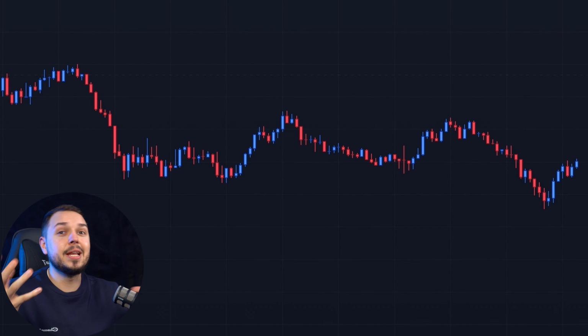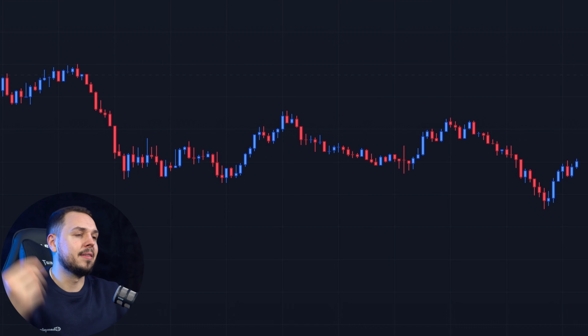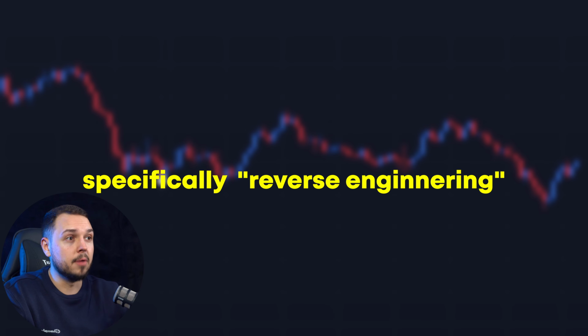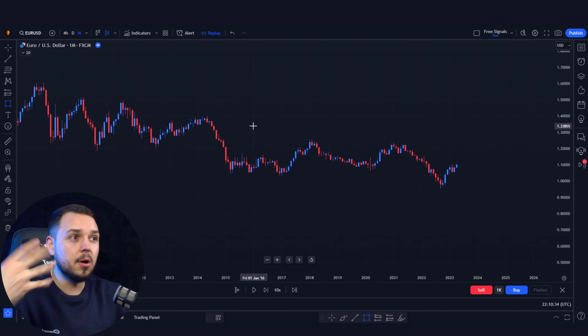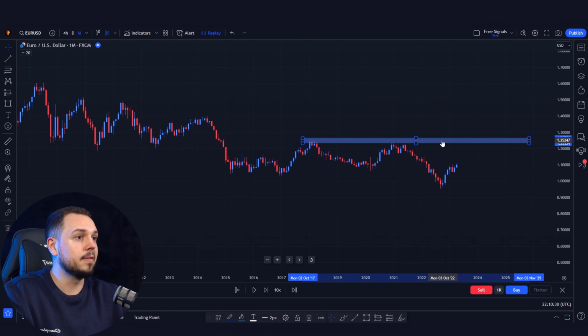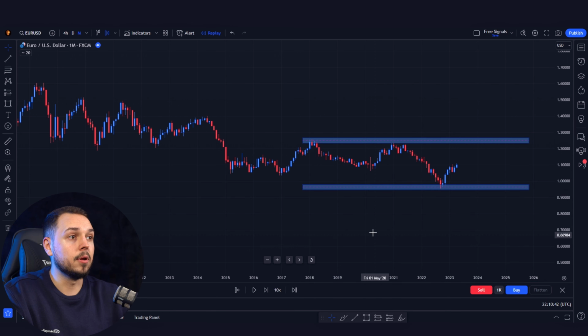Okay, now if you really want to be great at support and resistance and actually master it, you have to learn to use multiple time frame analysis. So this is the monthly time frame. What do we see? Well, this is an area of resistance, and this is the area of current support.